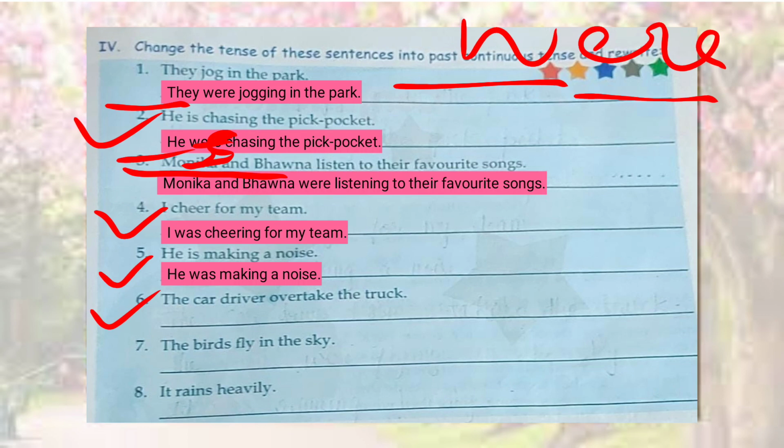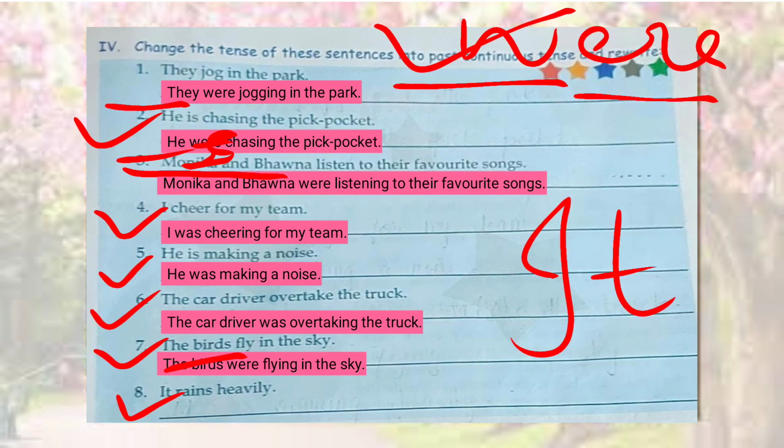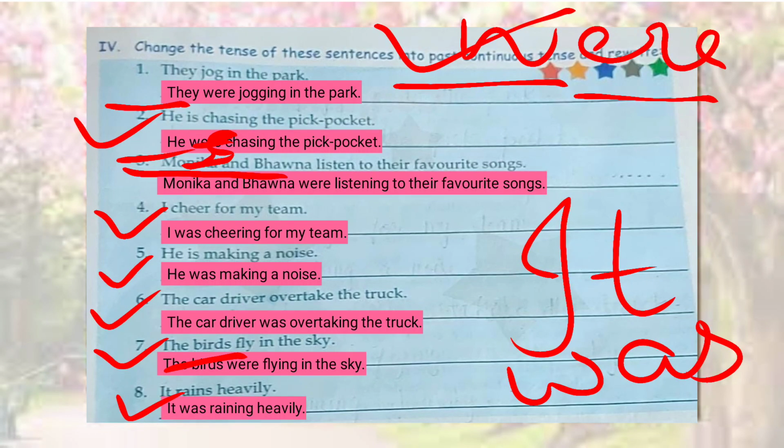All right. The next is the car driver. So here the car driver was overtaking the truck. The next is the birds were, because birds is in plural form. So what will we use? With plural form we use were. The birds were flying in the sky. It rains. So again we know it's a singular subject, so which verb will we use? Was. So it was raining heavily.